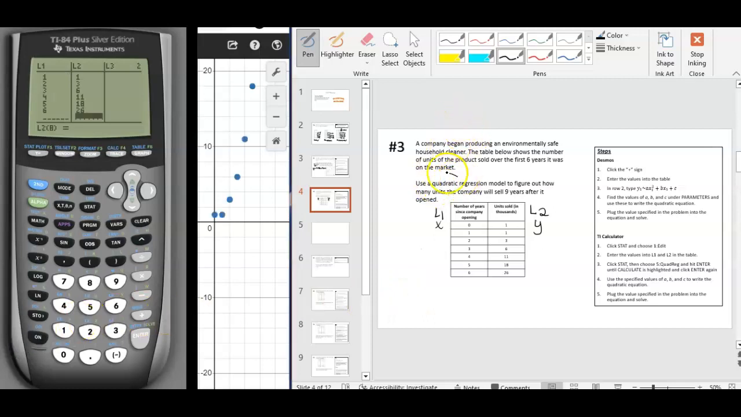Okay, so notice in this problem we want a quadratic regression. So if you're on your calculator, you're going to click Stat, go to Calculate, and then you're going to choose option 5, which is Quadratic Regression.